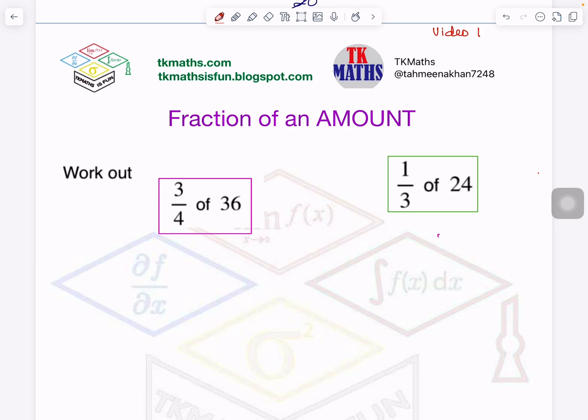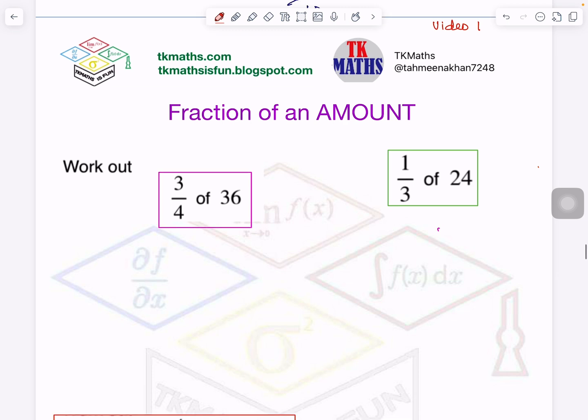In today's video, which is video number 1 on fraction of an amount, and gradually we will keep taking advanced questions. We are starting with a very basic concept, which is fraction of an amount. Now, all of us know what a fraction is, right? Like 1 over 3, 3 over 4. These are all fractions, part of something.